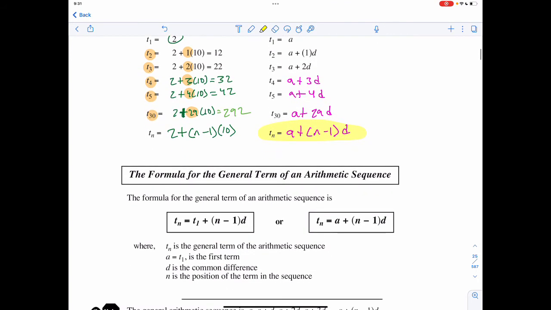Now, once again, we use the T1 version instead of A. But to find any term, I take whatever the value of the first term is, and I add to that the common difference times 1 less than whatever my term number is.